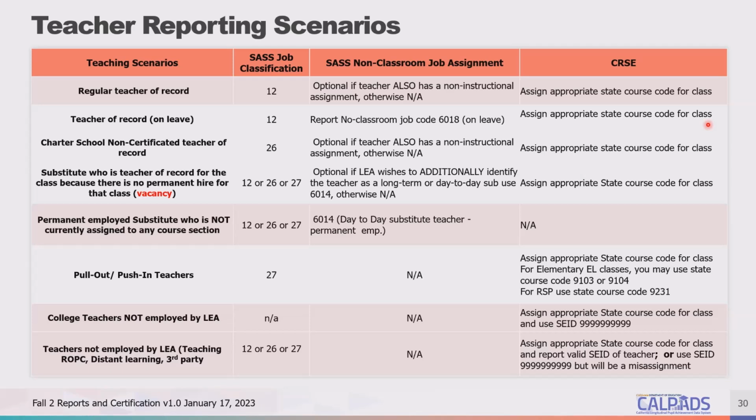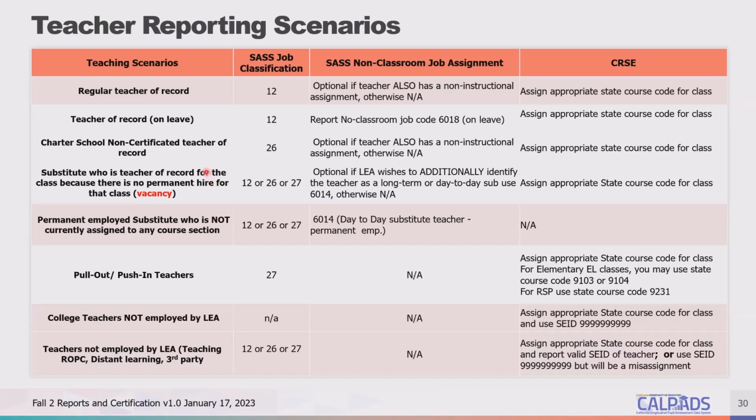So when do you report the substitute teacher SEID to a class? You only do that when there is a vacancy for that class, meaning the teacher of record left before census day, they resigned, your district couldn't find any suitable staff member to get hired before census day, and so you are left with substitute teachers.